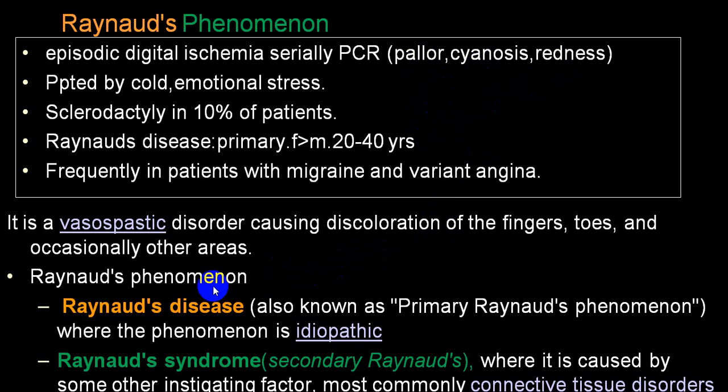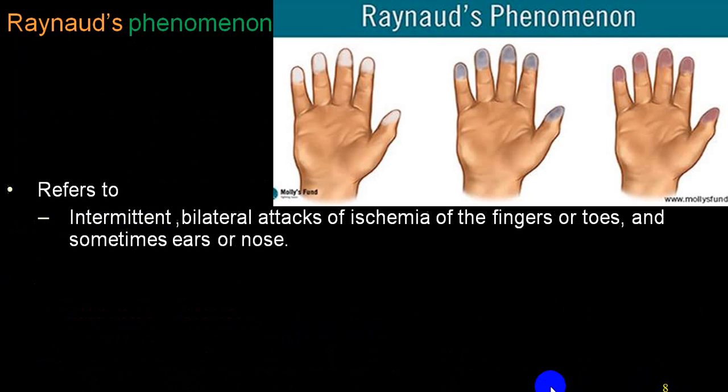So Raynaud's phenomena will occur in Raynaud's disease, which we also call primary Raynaud's, or idiopathic. While Raynaud's syndrome is secondary Raynaud's, where you know the cause, you know the triggering factor, and the most common cause of Raynaud's syndrome is connective tissue disorder.